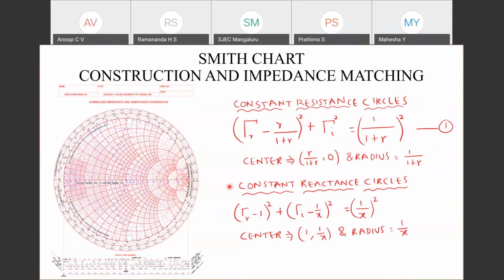Normally, to teach using chalk and talk, we'll be writing the equations of constant resistance circles. The equation is like this: gamma r minus blah blah, and we can equate it with the standard equation of a circle, and I can tell the students the center of the circle is r by 1 plus r comma 0, and the radius is 1 by 1 plus r. Then I just have to make them visualize what will happen when r changes, how the center of the circle will shift, and how the radius of the circle will change, all those aspects.